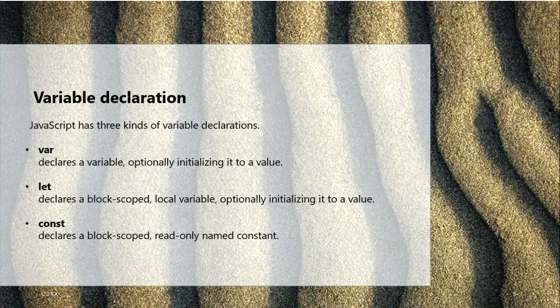Next is let keyword. So the let keyword declares a block scoped local variable, optionally initializing it to a value. Next is constant. Const declares a block scoped read only named constant. So this constant is read only. It cannot be changed once it is initialized.